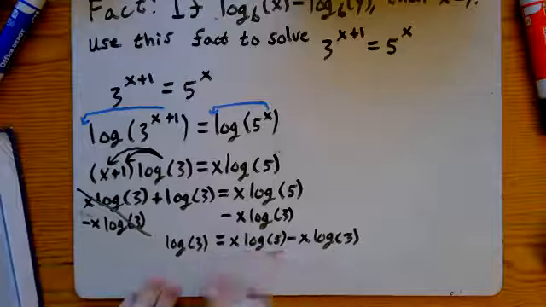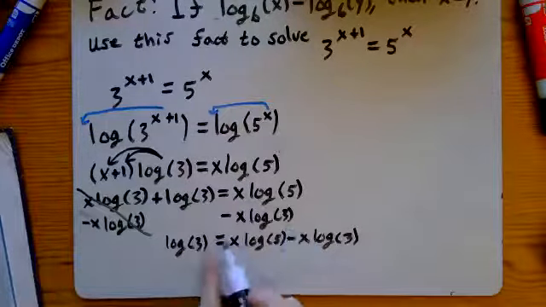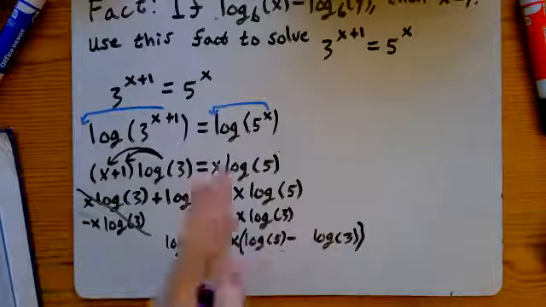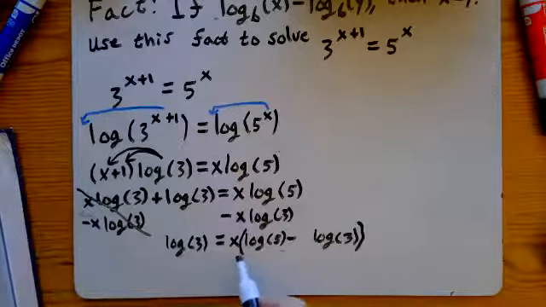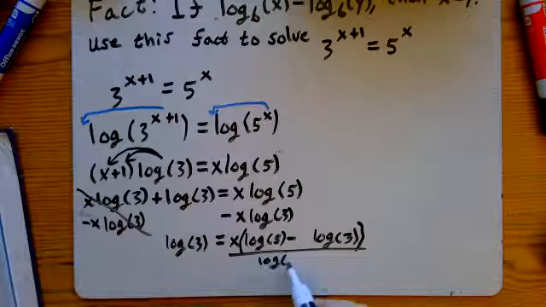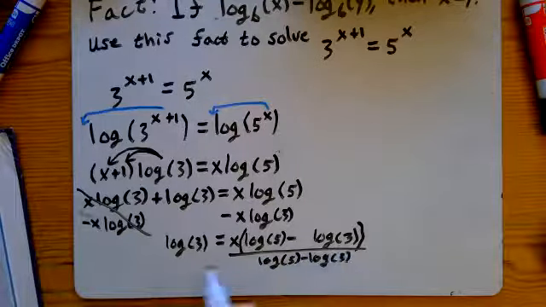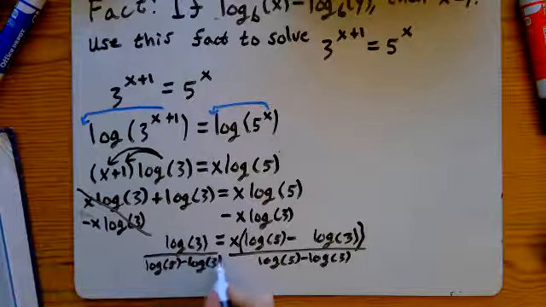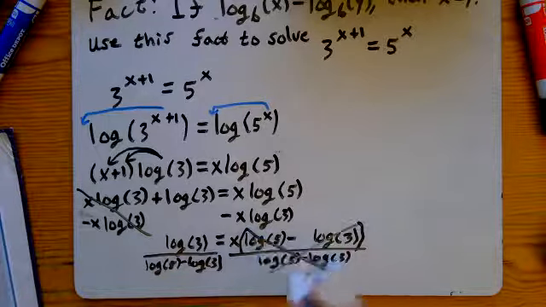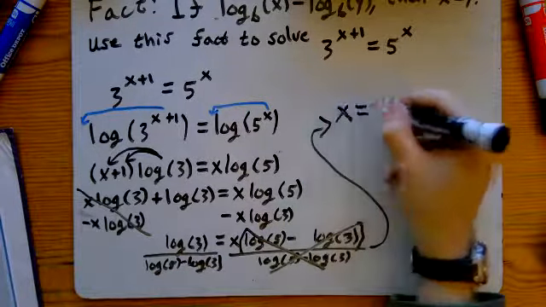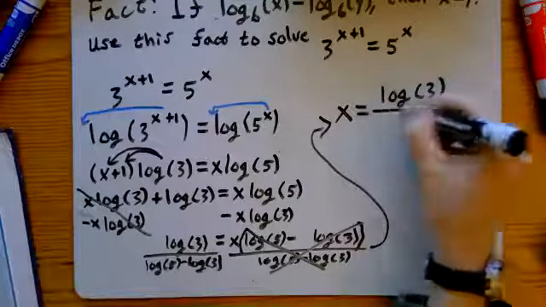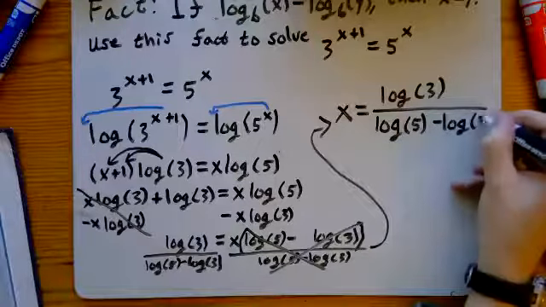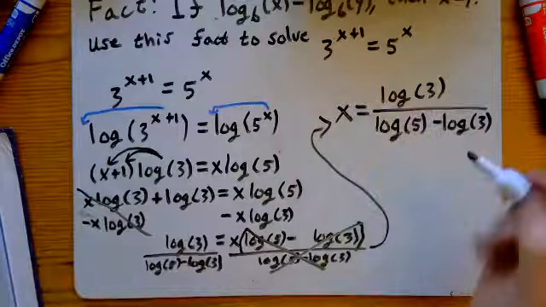You know what? I'm going to rewrite on the same line. That makes my life a little easier. So I can factor out that x, leaving us with x times log of 5 minus log of 3. If I distribute this in, I'll get back to where I was. Divide both sides by this stuff. This stuff all cancels, and we are left with x equals log of 3 all over log of 5 minus log of 3. So x is isolated, which means that we are done.